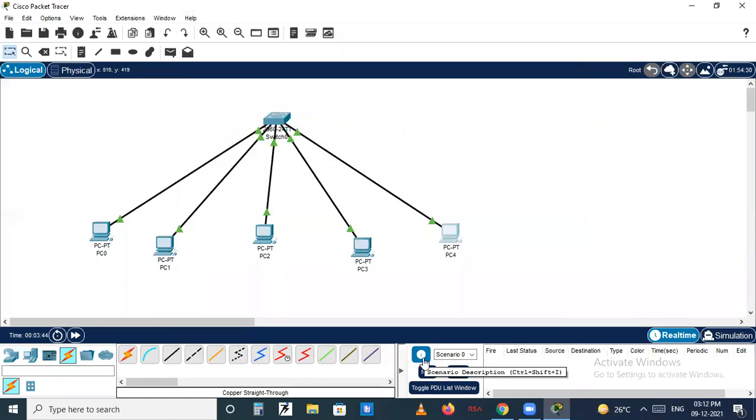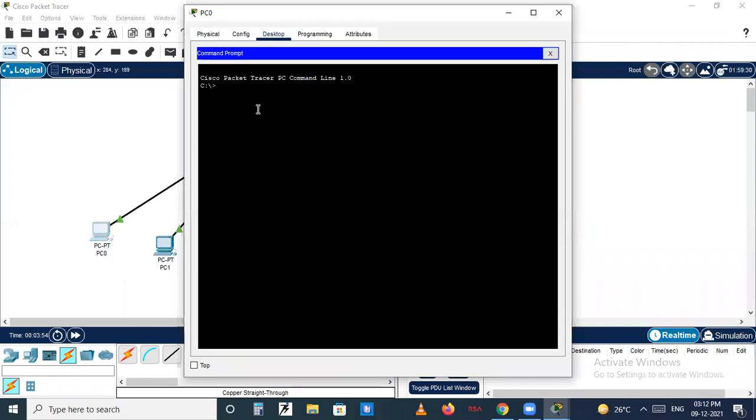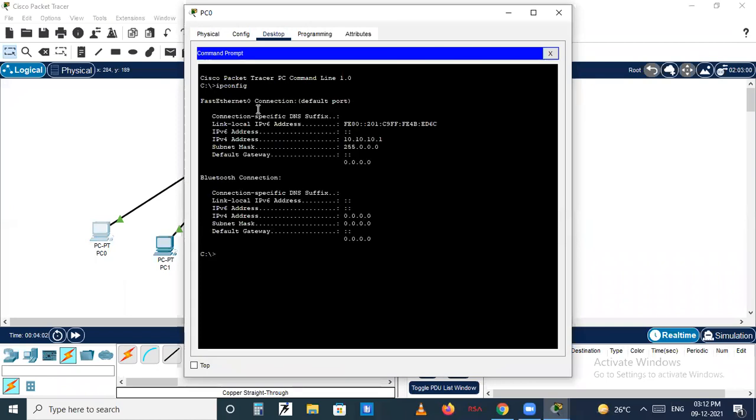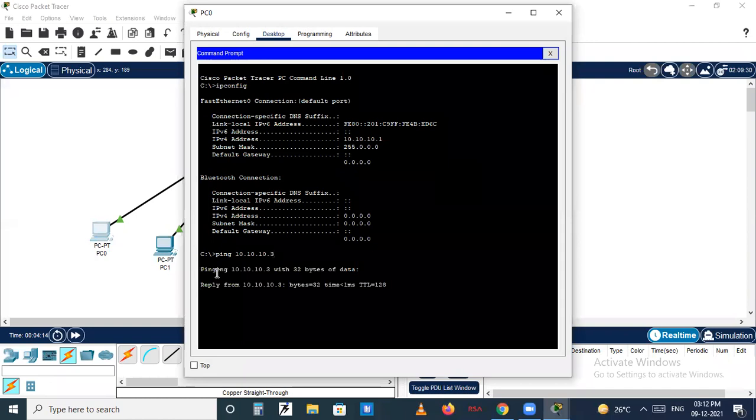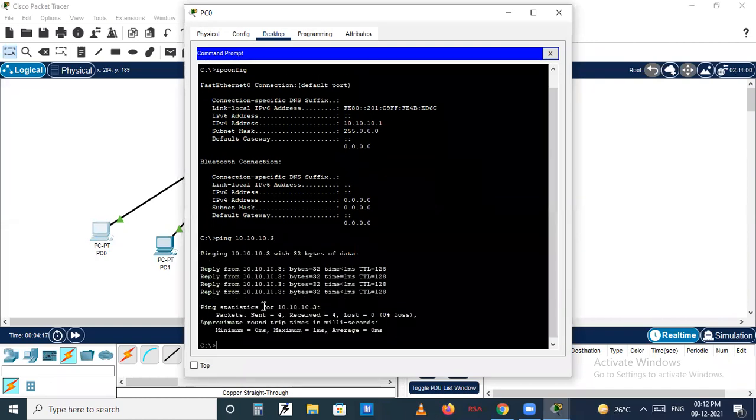So IP addressing is over, no problem, right? Let us start pinging from PC0 to PC3. This is 10.10.10.1. So ping 10.10.10.4, I think? Or 3. Yes, communication is successful, no problem.